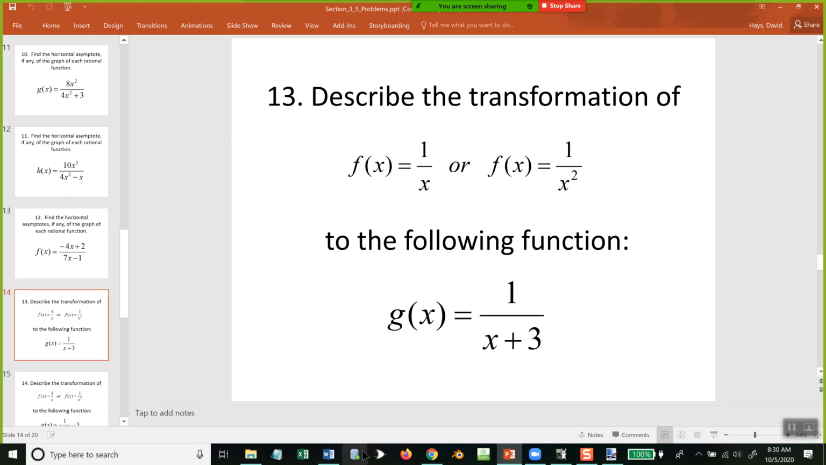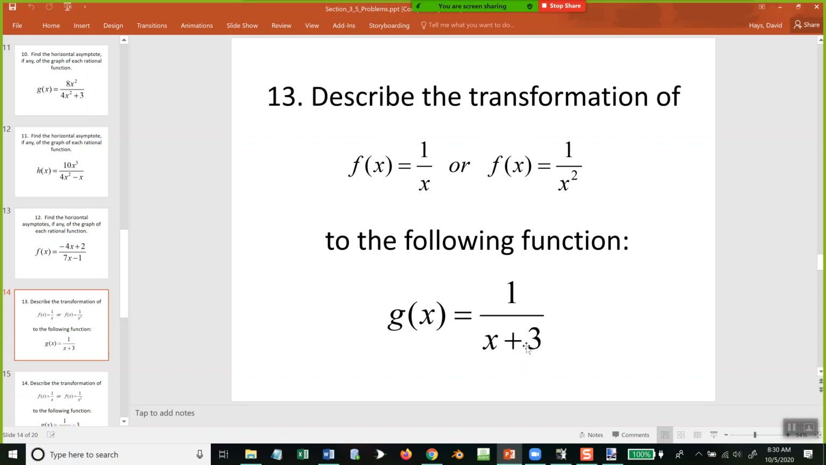Now these next problems go back to our shifts. Remember I told you the shifts will apply to all the different functions we'll see throughout the rest of the course. Now these describe our basic rational functions, 1 over x, 1 over x squared. Remember, if the number's at the very end, it shifts up or down, opposite what you think, or up or down. If the number's inside with the x, this time inside the denominator or inside the parentheses, it shifts left or right, opposite what you think.